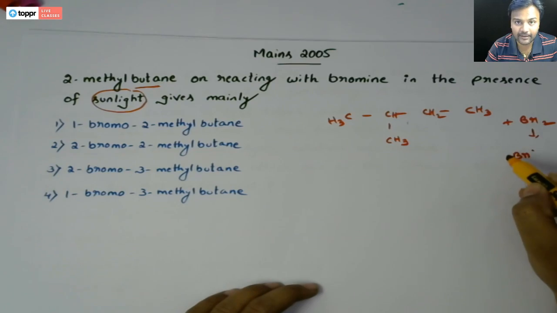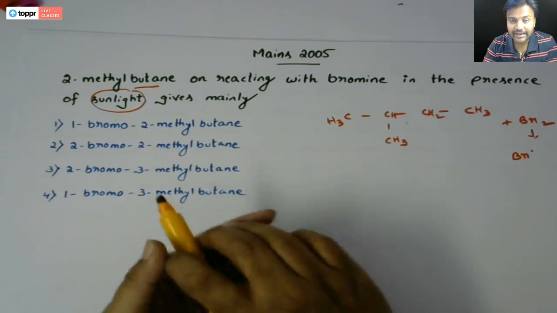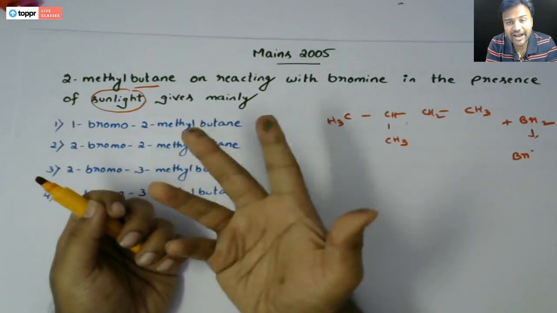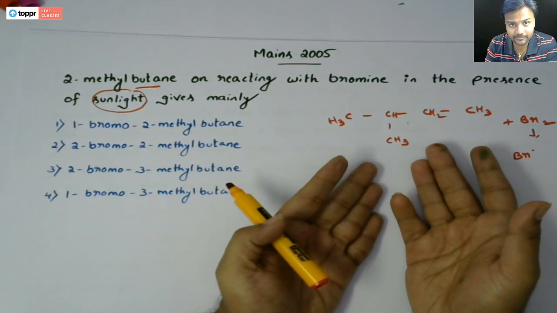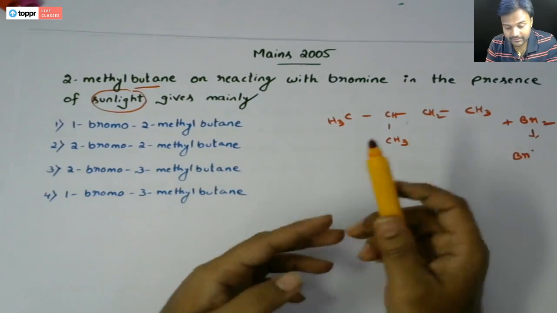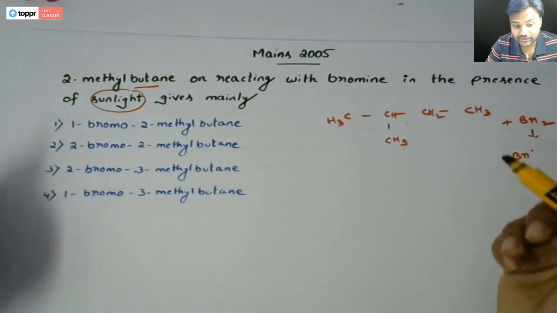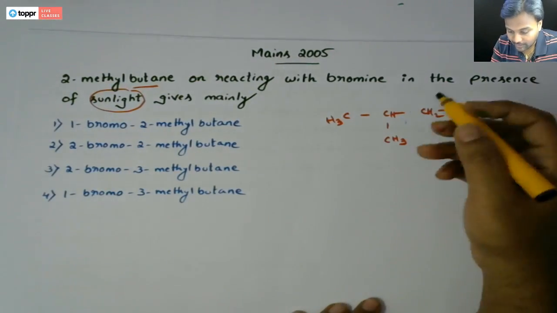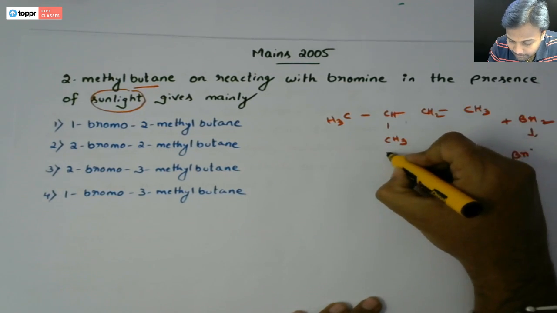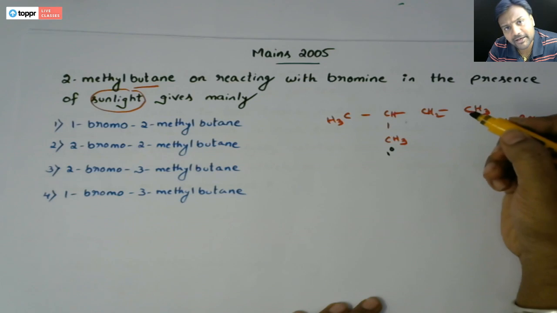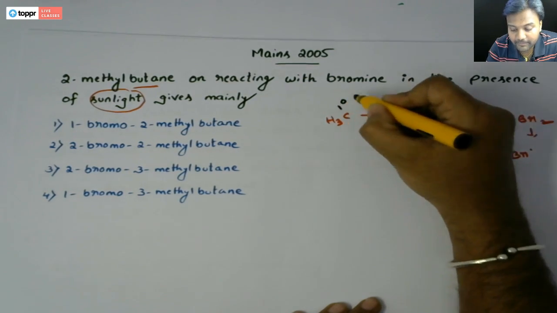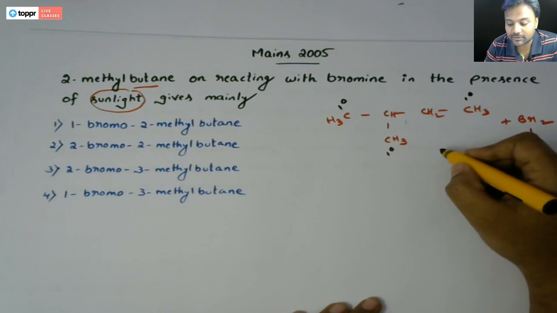This free radical, what happens in the free radical substitution? It abstracts the hydrogens. So which hydrogen? There are a lot of hydrogens here. Which hydrogen can be abstracted? Okay, let's see, abstracting different types of hydrogens. Now, this is a primary carbon. Hydrogens attached to the primary carbon are primary hydrogens. This is a primary hydrogen. These are the primary hydrogens.